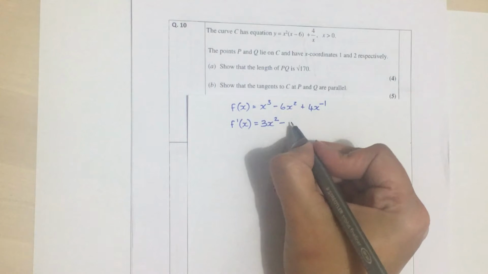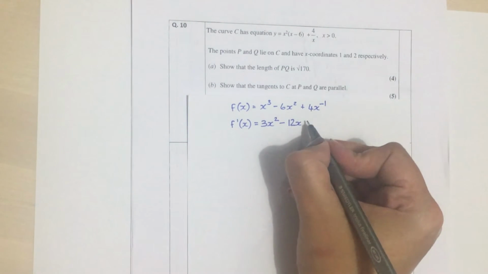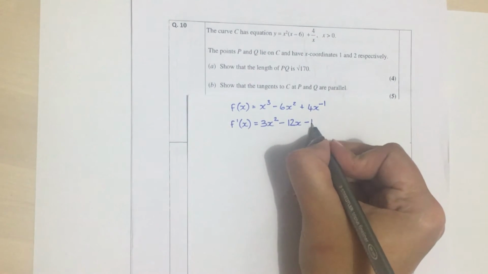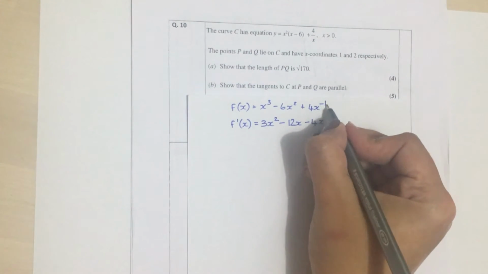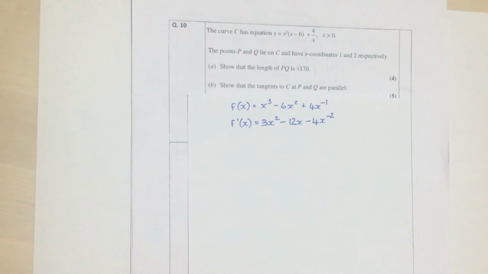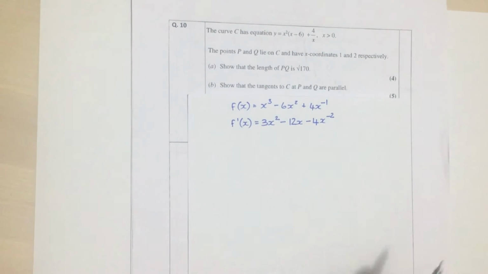Minus 6 times 2 is 12x, and that 2 minus 1 is a 1. Negative 1 times 4 is negative 4x, minus 1 is minus 2. And now we are going to use the x coordinates 1 and 2 to find the gradient, right?